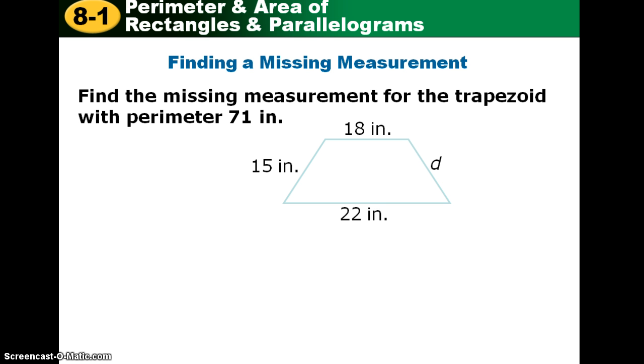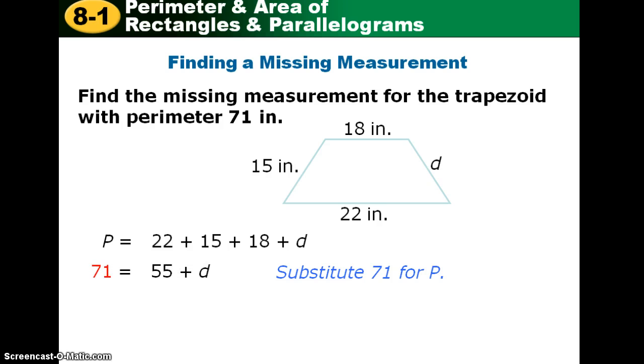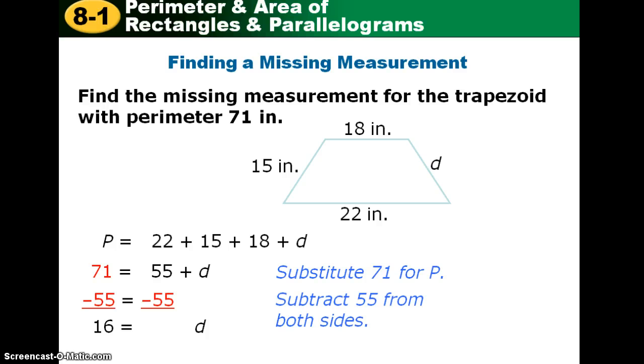Find the missing measurement for the trapezoid with perimeter of 71 inches. If we know the whole perimeter is 71 inches, we add up the values we have, subtract that from 71, and what's left, 16, is the length of the side. Remember, a trapezoid does not have to have equal length sides. It's not like a parallelogram.